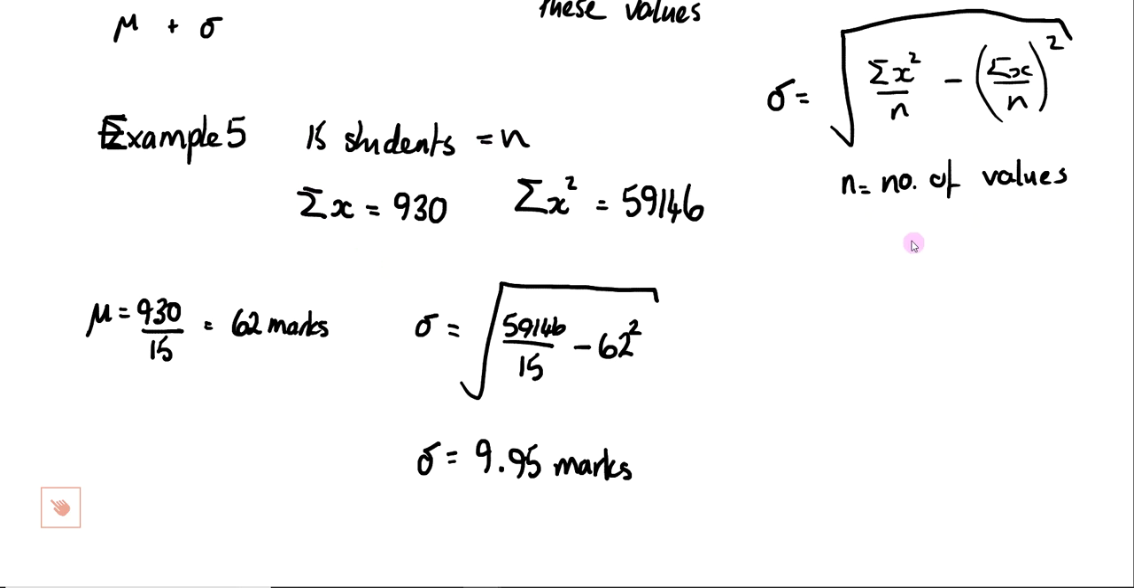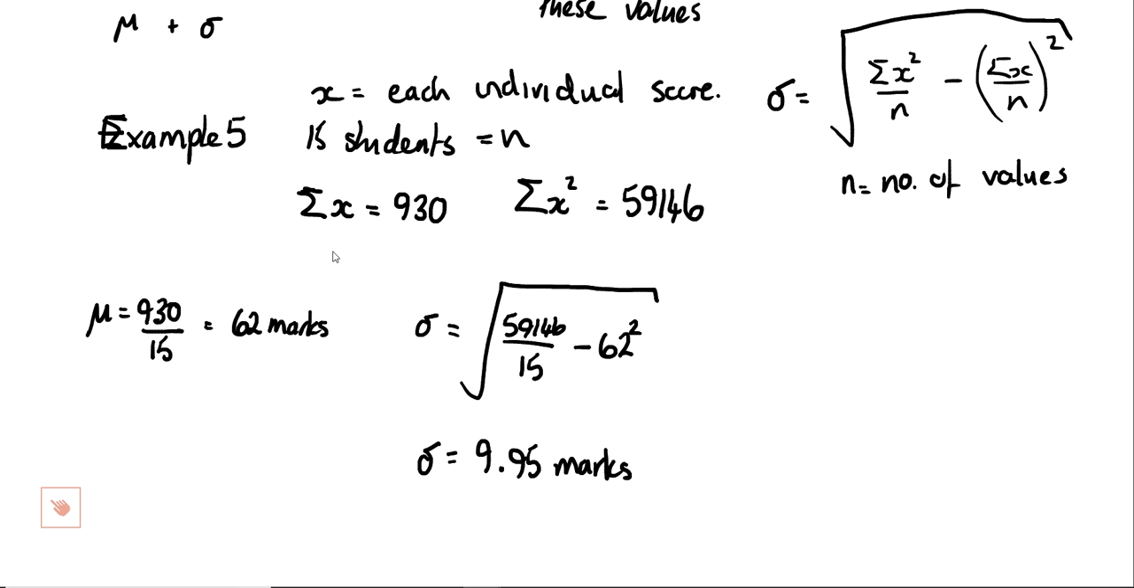Okay, and then the x, we don't know. It's the sum of all the x. So x would be each individual score, and we don't know that. All we know is that if we add up all those 15 results, I get 930 marks.